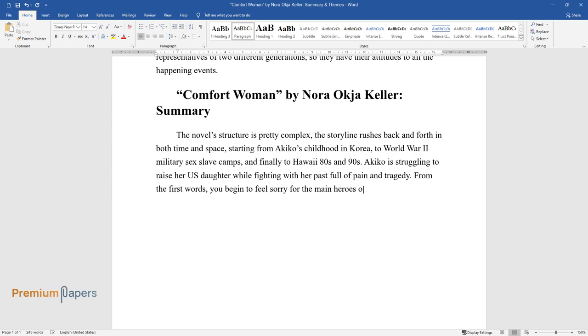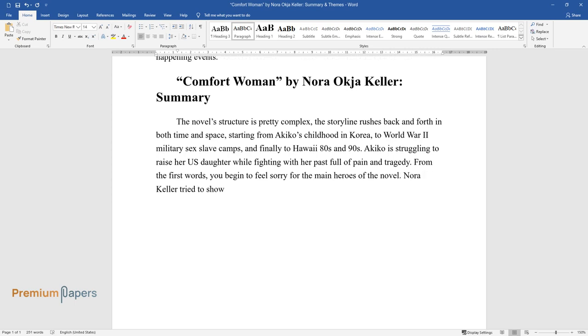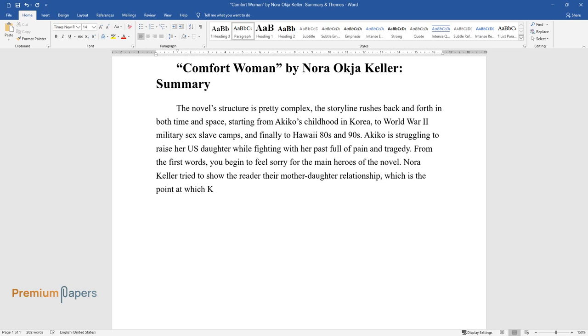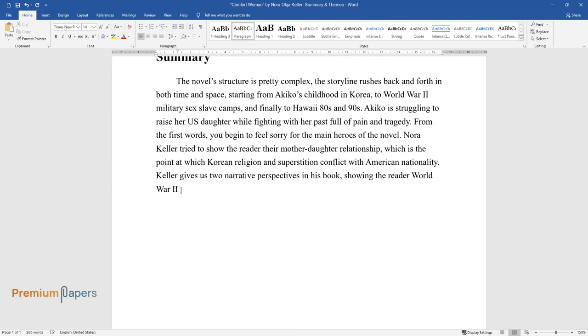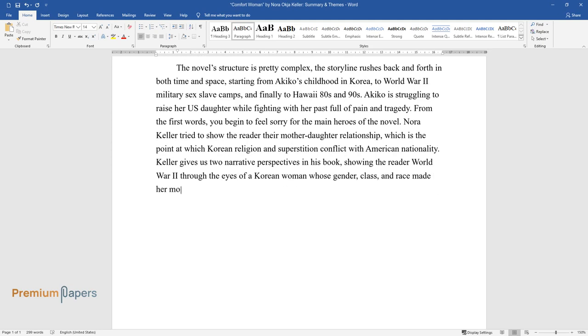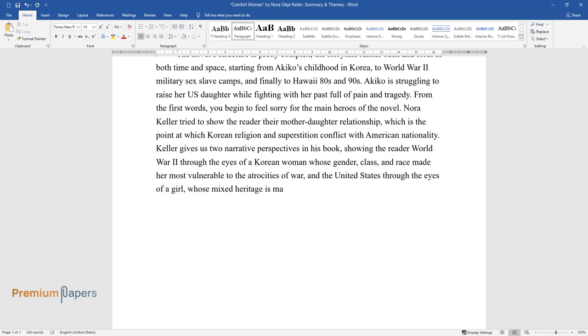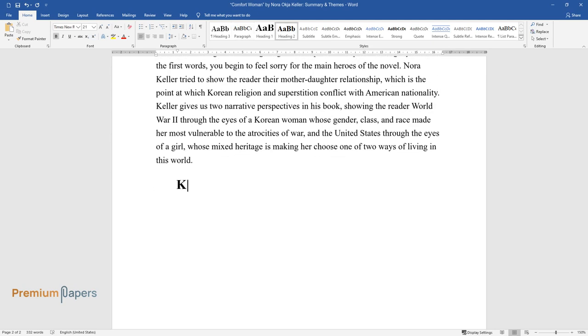From the first words, you begin to feel sorry for the main heroes of the novel. Nora Keller tried to show the reader their mother-daughter relationship, which is the point at which Korean religion and superstition conflict with American nationality. Keller gives us two narrative perspectives in her book, showing the reader World War II through the eyes of a Korean woman whose gender, class, and race made her most vulnerable to the atrocities of war, and the United States through the eyes of a girl whose mixed heritage is making her choose one of two ways of living in this world.